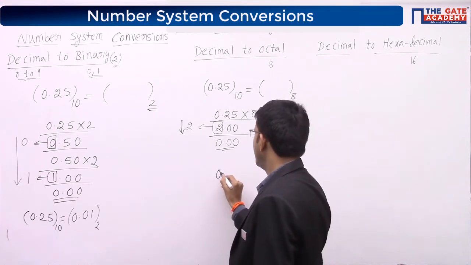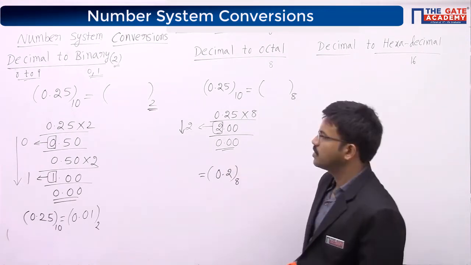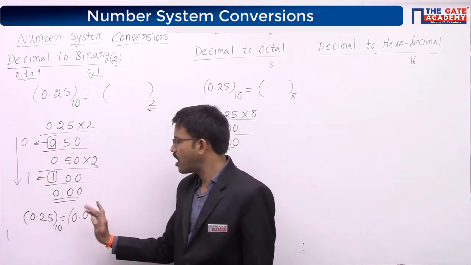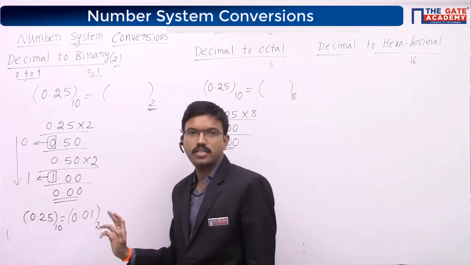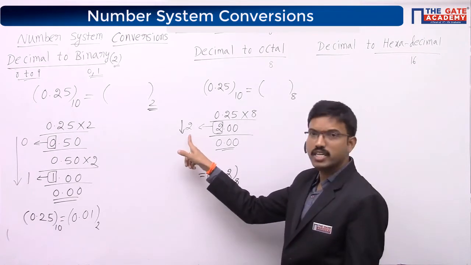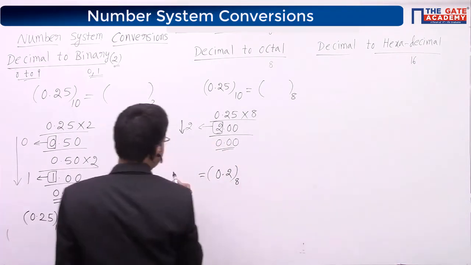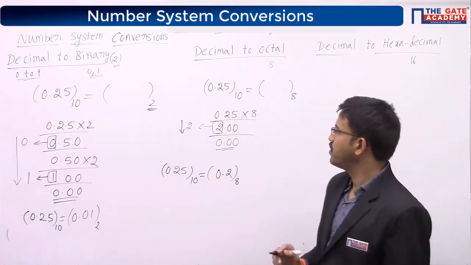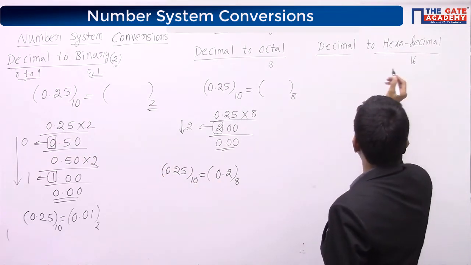That means here 0.2 base 8. Previously I got 0, then 1, so I placed those two after the radix point, 0.01. But in this case I got only one integer, and that one I am placing after the point. So 0.25 base 10 is nothing but 0.2 base 8. Okay, next. Similarly you can do decimal to hexadecimal.